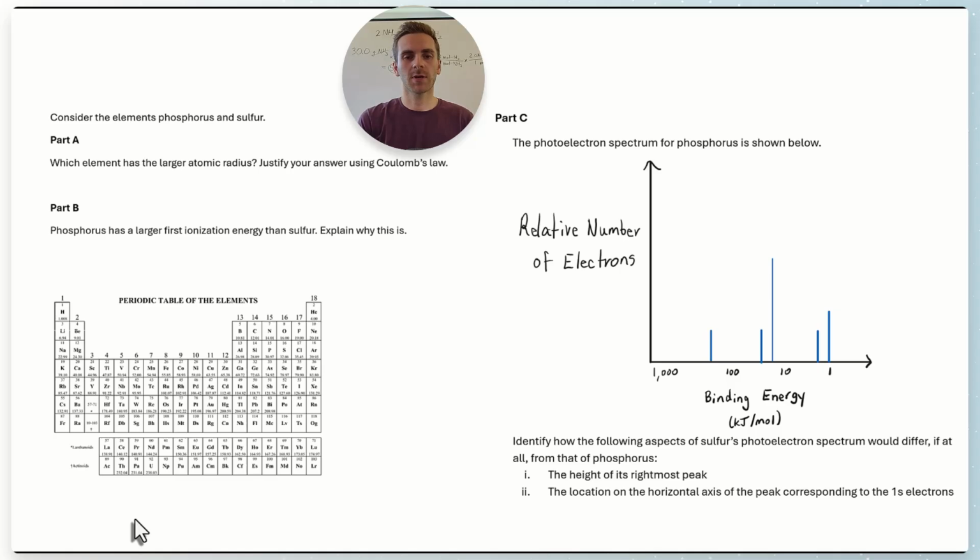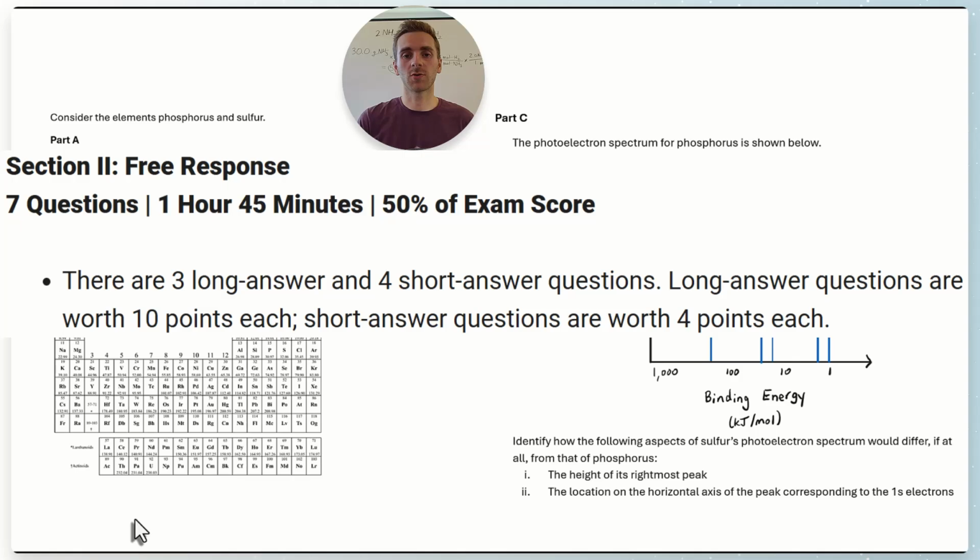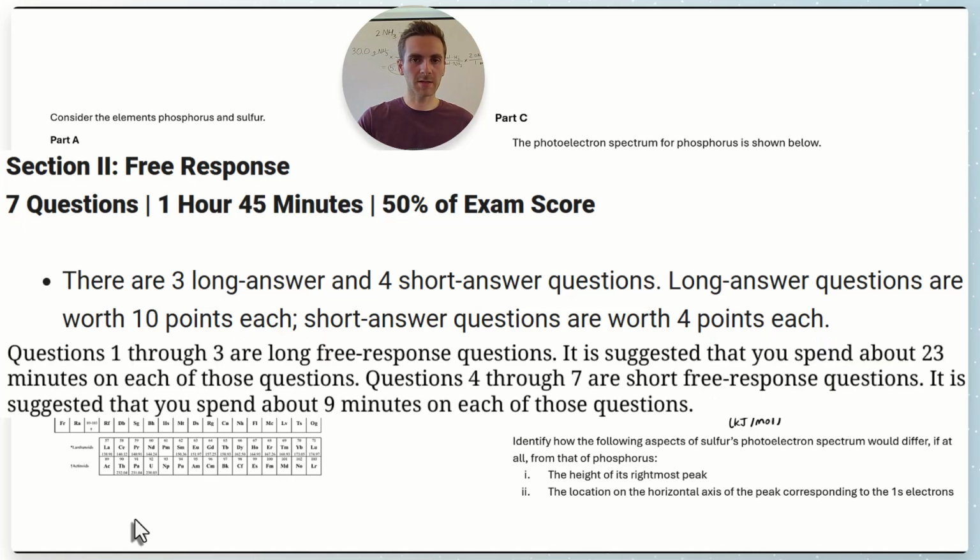So on the actual AP Chemistry exam, you will have 7 FRQs for the FRQ section, 3 of them called long FRQs, and 4 of them called short FRQs. For the whole 7 questions, you get an hour and 45 minutes. Now they recommend 23 minutes per long FRQ, 9 minutes per short FRQ. Really, you can allot that time however you want, but that's sort of what they recommend for a good pace.